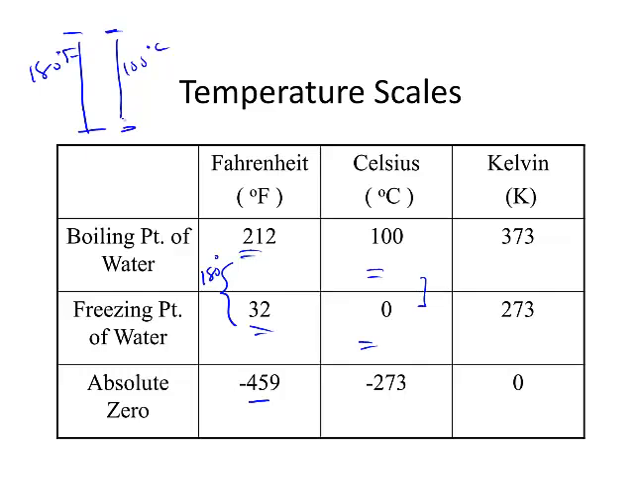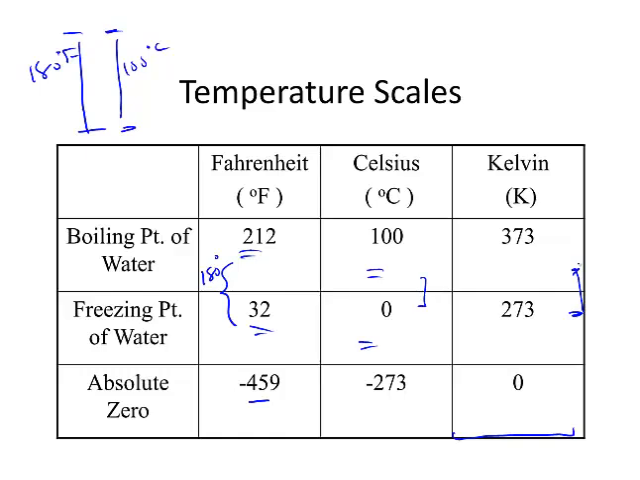Now, the last one that we're going to use is Kelvin, and this is not referred to as degrees Kelvin, but simply Kelvin. Kelvin sets absolute zero at 0, and then sets the freezing point at 273. Now, notice that a Celsius degree is the same size as a Kelvin degree. The gap between 0 and 100 is 100. The gap between 273 and 373 is also 100.